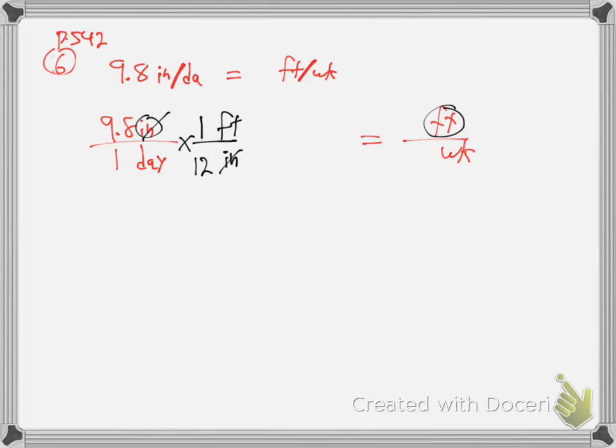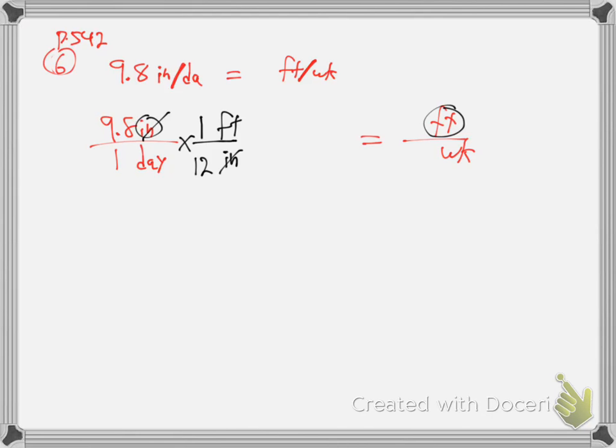Why aren't we done? Everybody tracking with me right now. If I stop the problem right now, the inches are gone. See how the inches are being crossed off? But what's left? Feet per day. If I stop right now and calculate, that answer is going to be in feet per day. Is that what I want? No, I want feet per week.